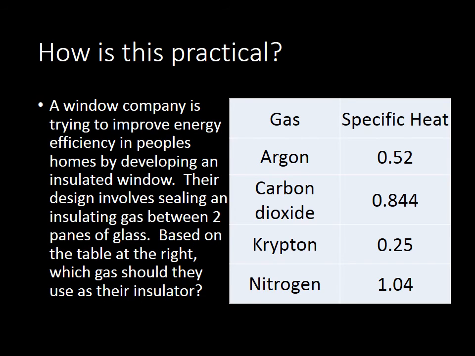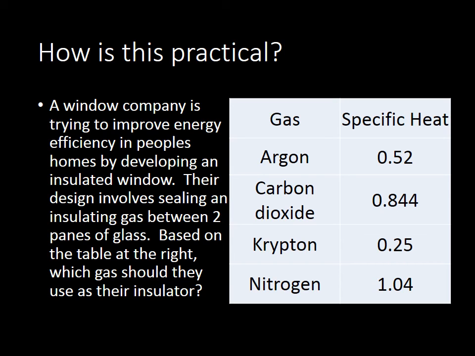All right, so a little bit more practical way of looking at this is this problem. Let's say that we have this window company and they're trying to improve energy efficiency in people's homes. And they want to develop an insulated window, like something with two panes of glass. And their design involves sealing an insulating gas. So they've got this gas and they're going to put it between 2 panes of glass and they're going to fuse that together. Based on the table at the right, which gas should they use as their insulator?